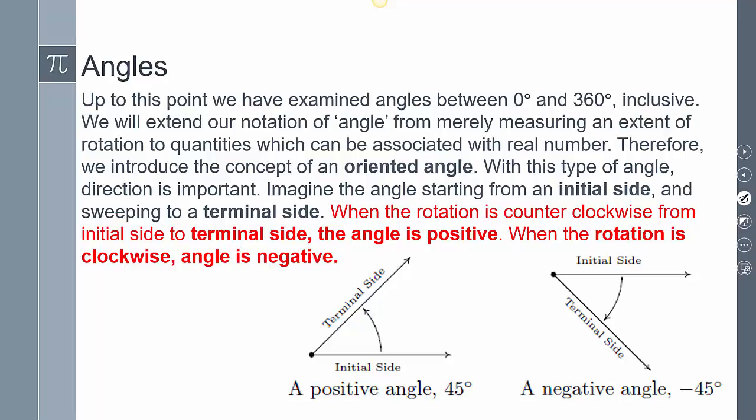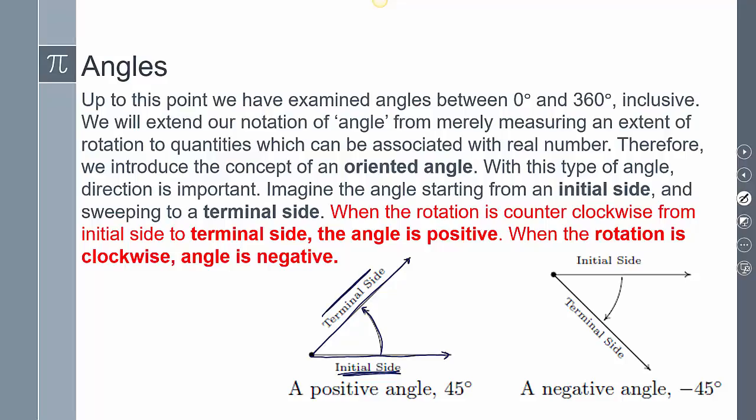Now it's also important to think about how the angle is going to be oriented. It's always easiest if we say we have some sort of initial side, which is where the angle is going to start, and then it rotates, and we call that rotation our angle, and where it ends up, we call our terminal side. So the initial side is where it starts, the terminal side is where it ends up.